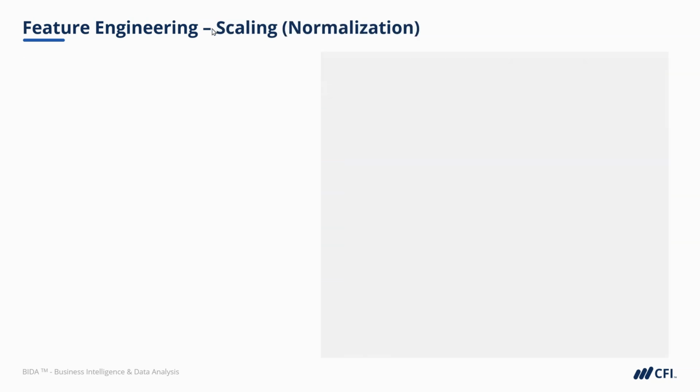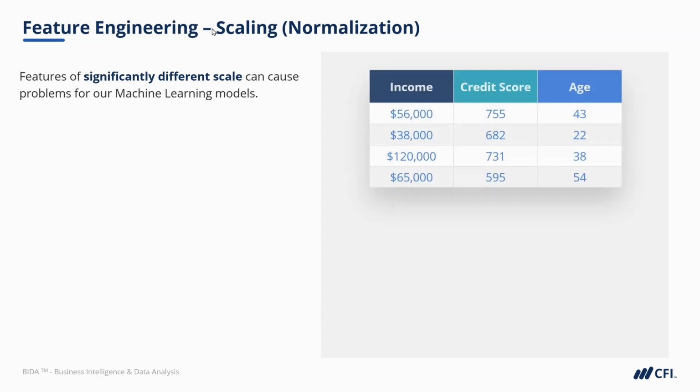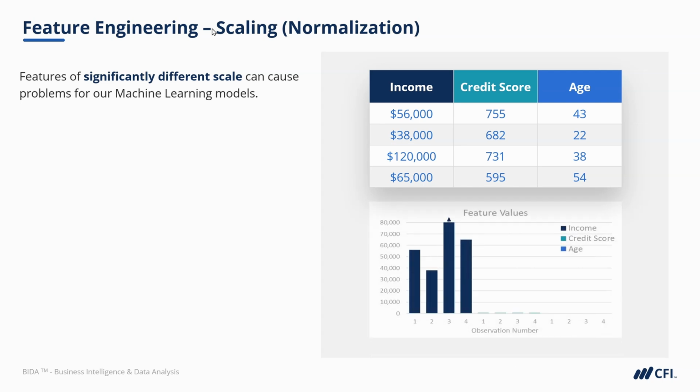Next, we have scaling, and we're going to focus on a technique called normalization. Features of significantly different scale can cause problems for our machine learning models. Here we have three different features: income, credit score, and age. But the scales of each are significantly different. One is in the thousands, one in the hundreds, and another in the tens. We only need to plot a basic chart to see the difference in scale here. And this can cause problems for some of our machine learning models, which may place more emphasis on the income column.